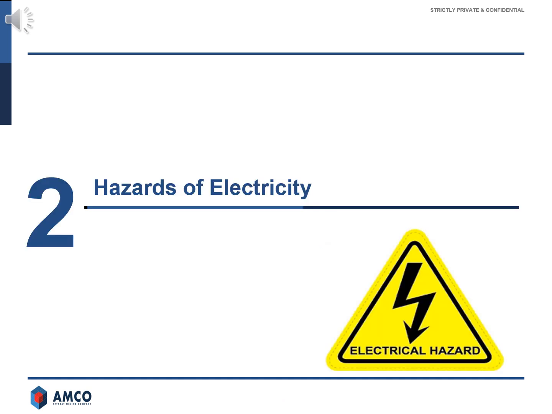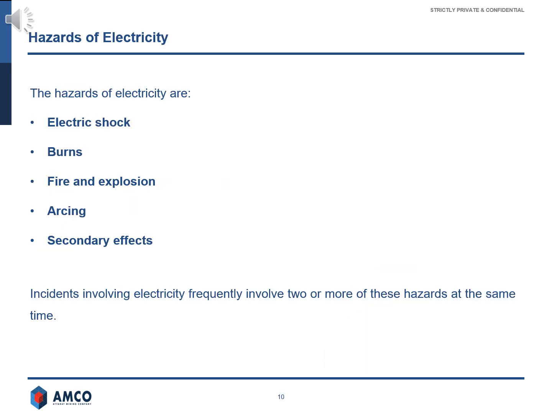Hazards of electricity. The hazards of electricity are electric shock, burns, fire and explosion, arcing, and secondary effects. Incidents involving electricity frequently involve two or more of these hazards at the same time.